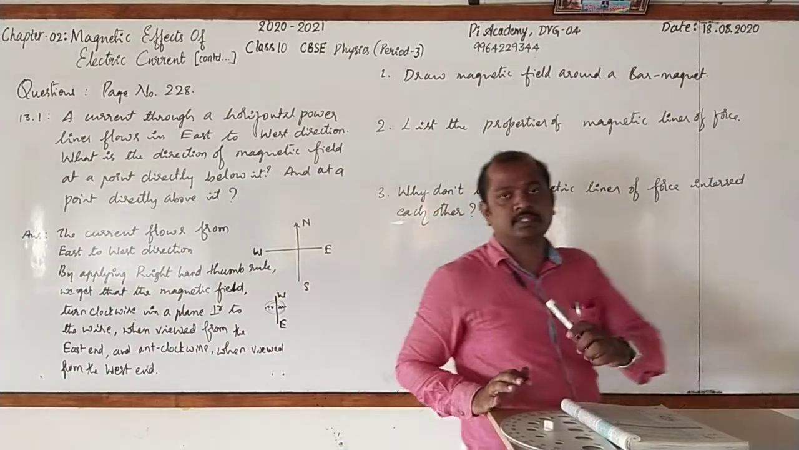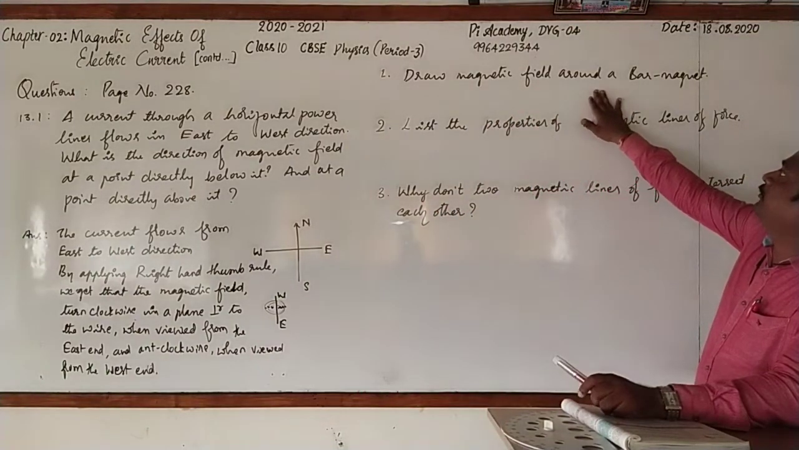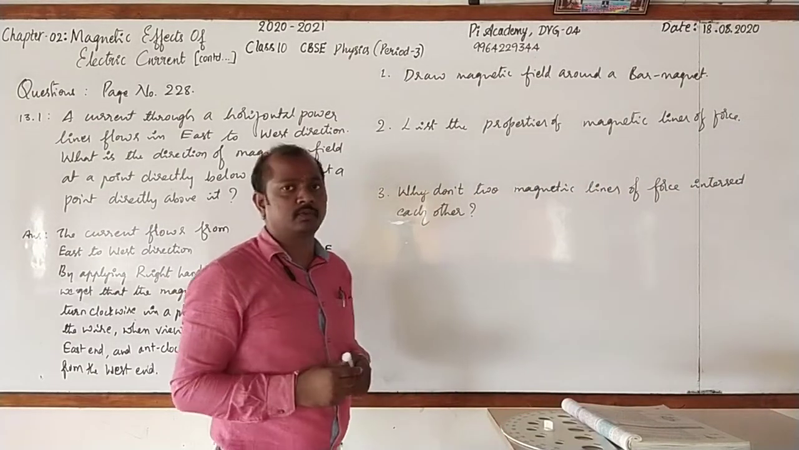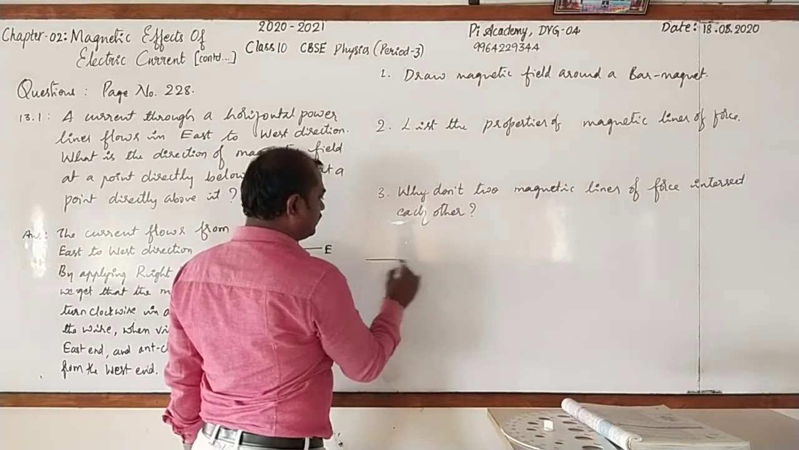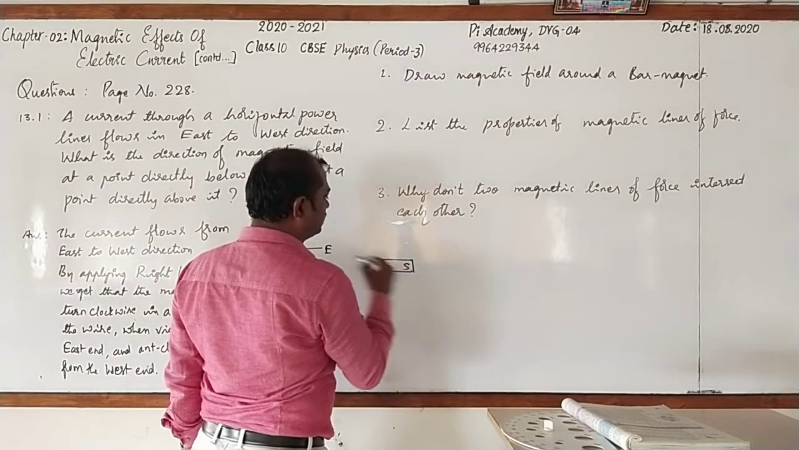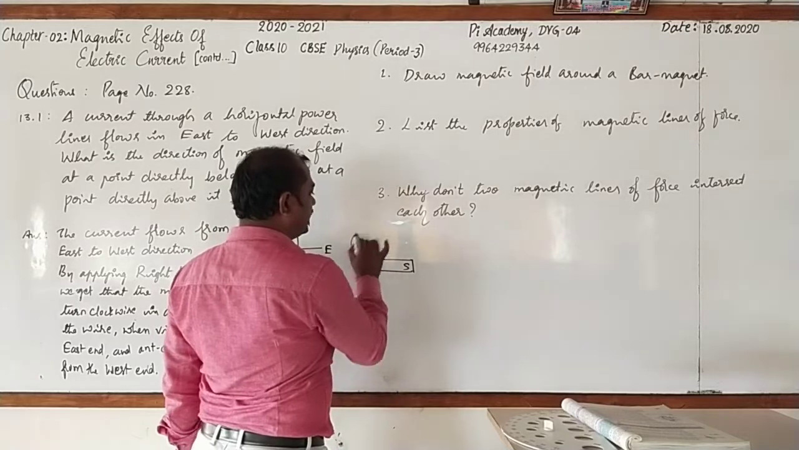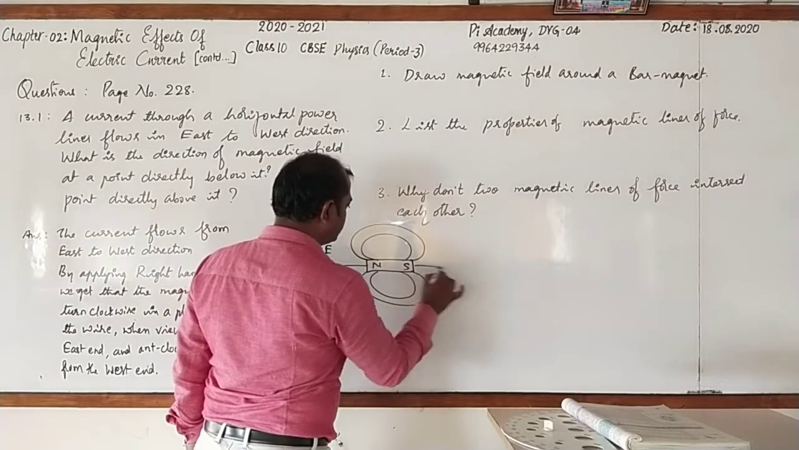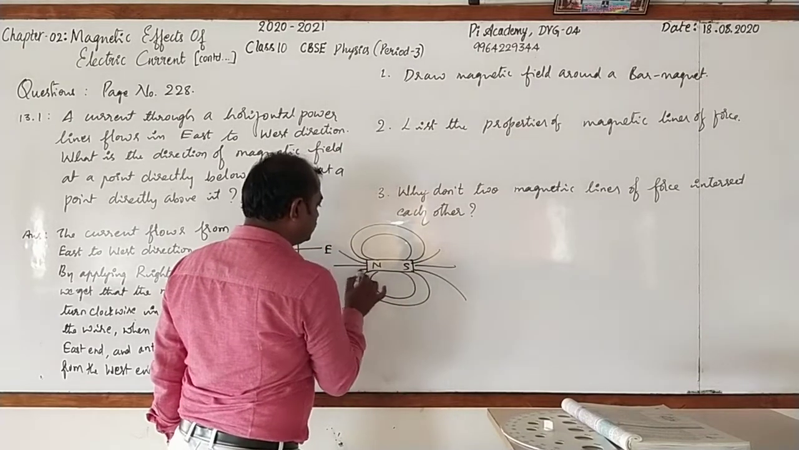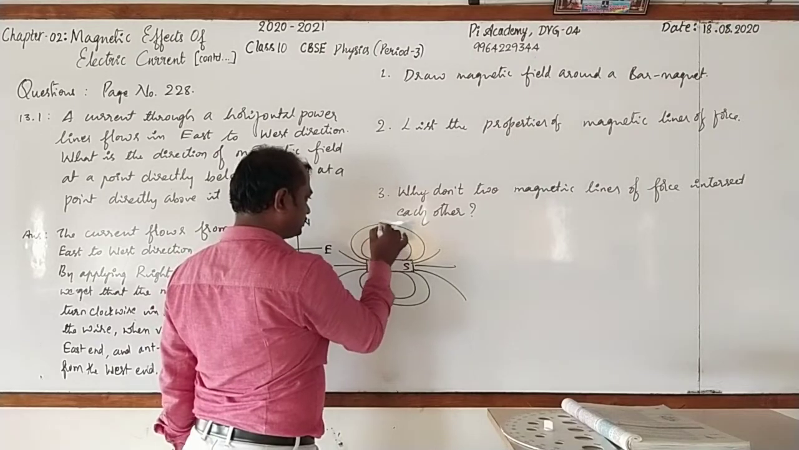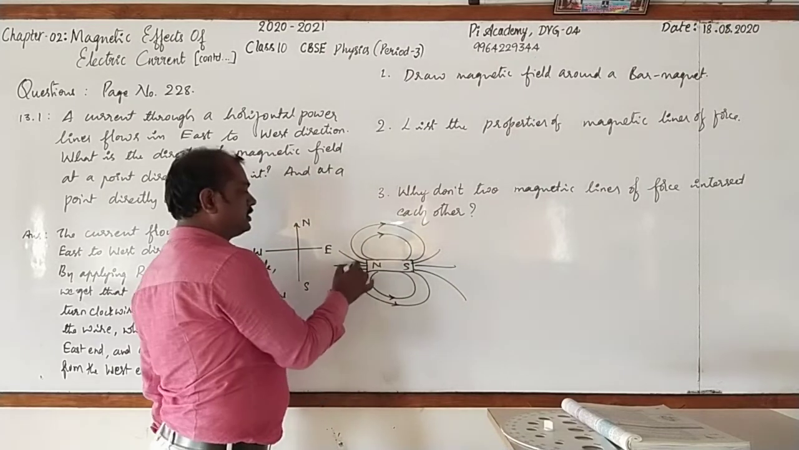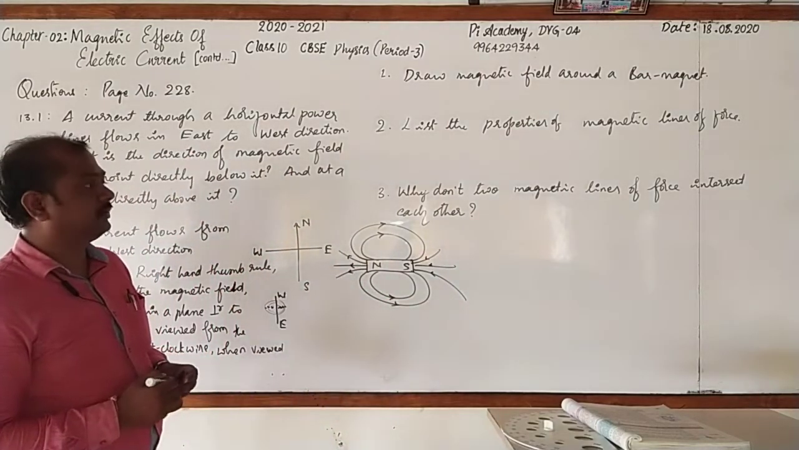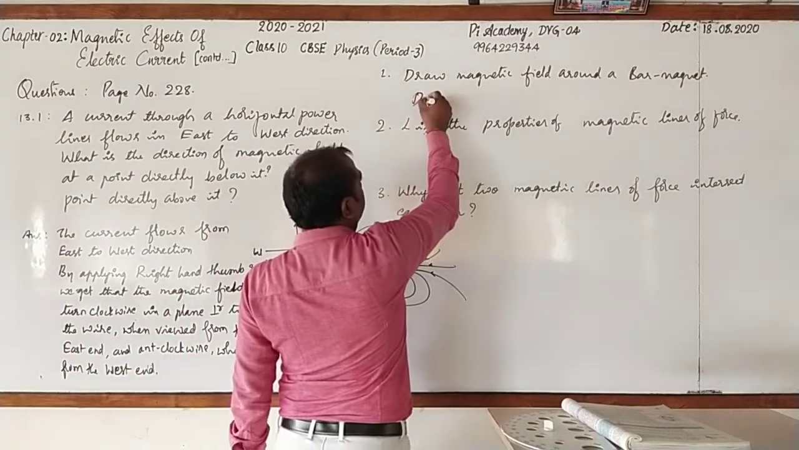Now, some more questions are there. Observe. Draw the magnetic field around the bar magnet. Already we have learned that. It is also one of the important questions. You are very familiar with that. This is the bar magnet. You have to mark north and south, and the lines of force can be shown like this. But lines of force do not intersect each other. And the lines of force spread from north to south. You can show it in this way. And you should label it also. Okay. Already it has been drawn.